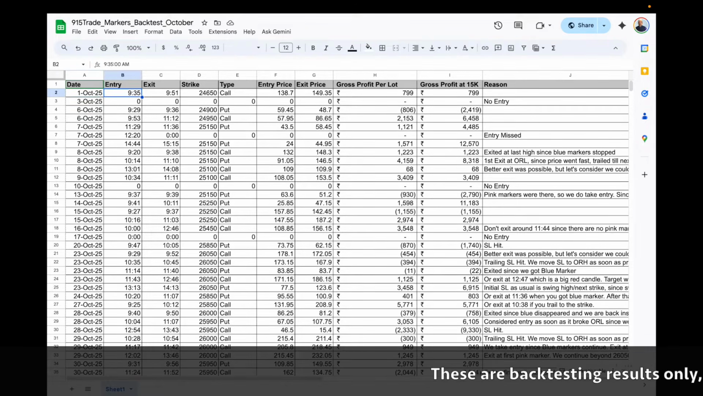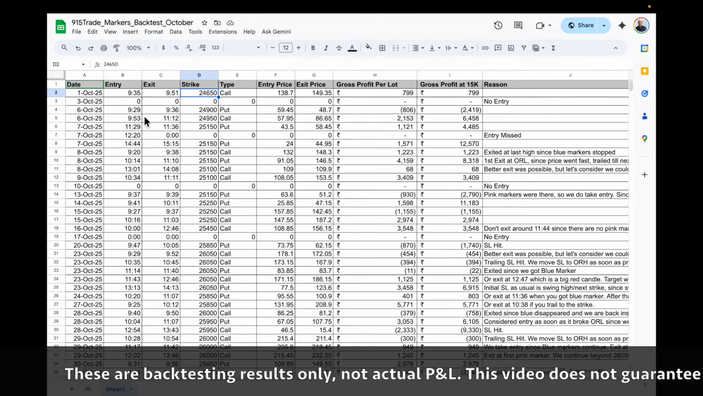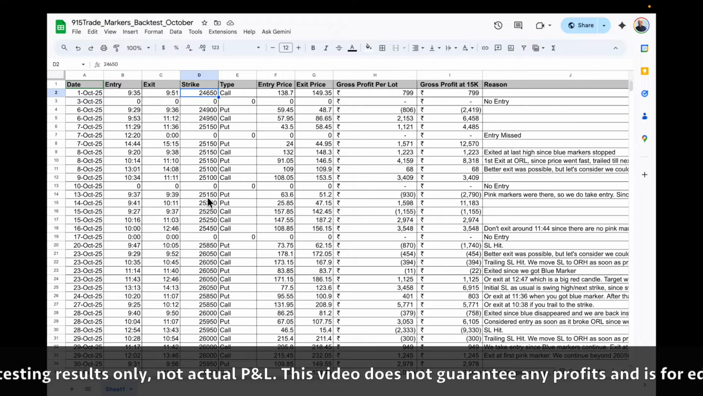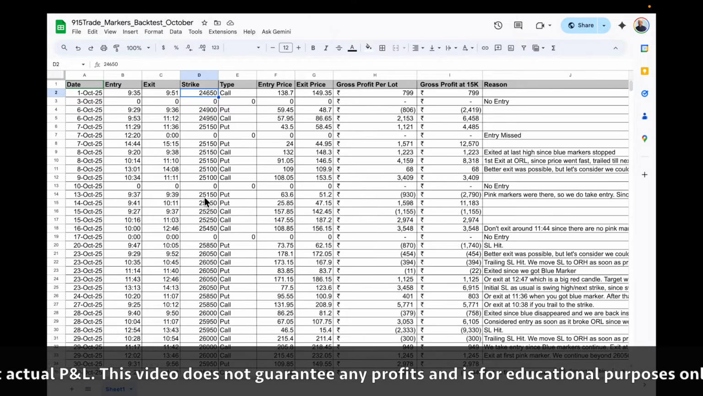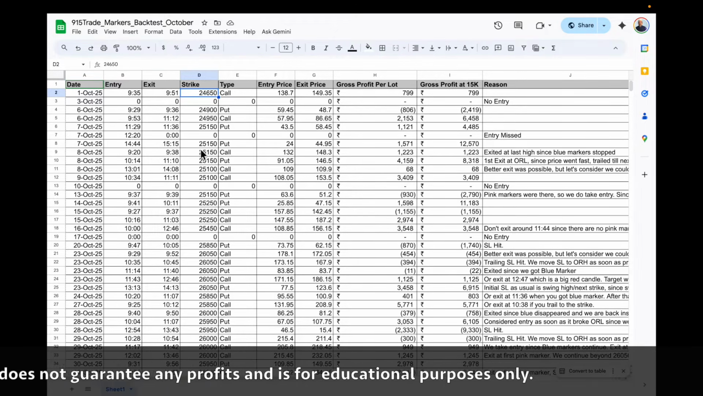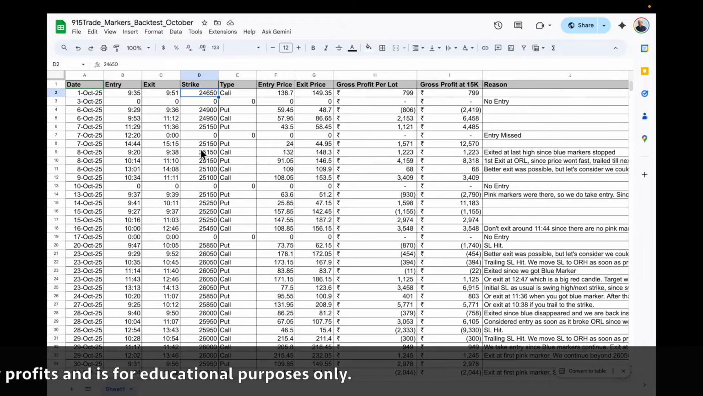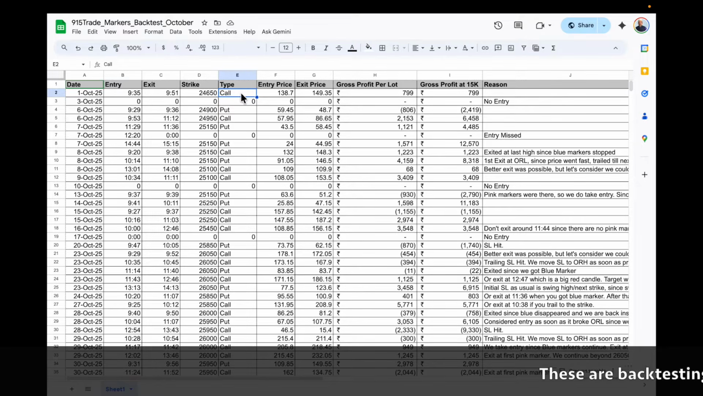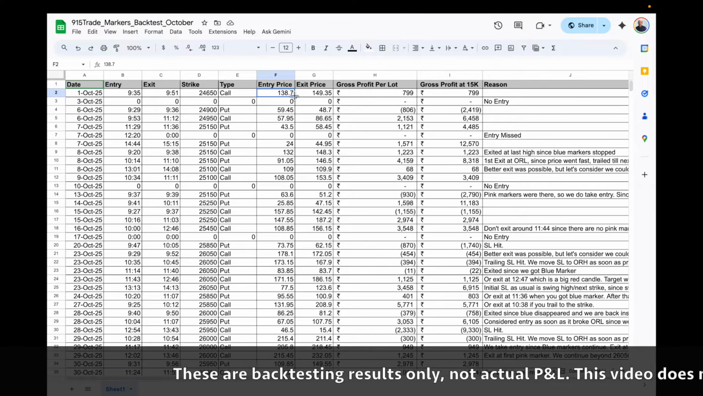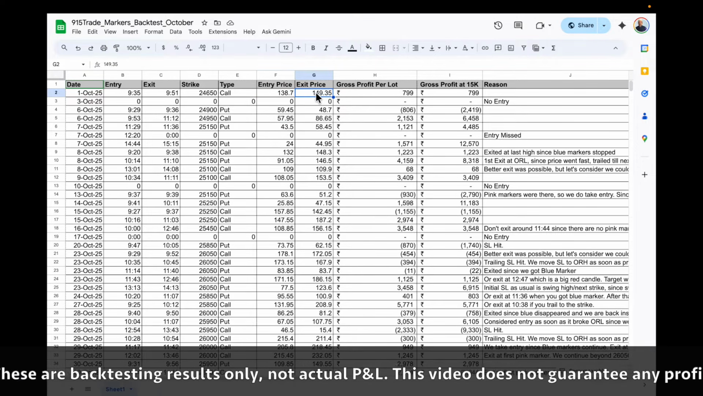Date is obviously which date it is, the entry and exit time, and the strike, which strike we are taking. Most likely they are all ATM strikes only. We would not have taken anything other than ATM strike. Worst case scenario, one strike above or below it might have been, but most likely it is ATM strikes only for all the entries. Then call buy or put buy, depending on blue markers, pink markers, and whether it is at ORH or ORL. Easy to understand. You then get an entry price, obviously, the options entry price and options exit price.